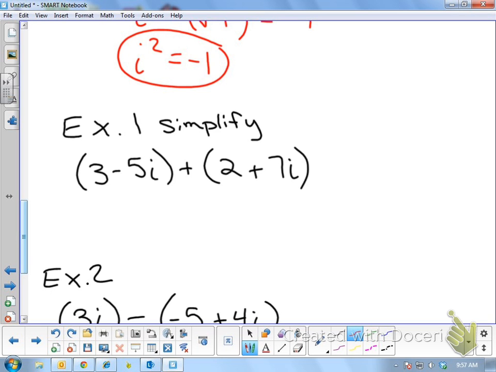And the process is pretty easy. It's a process you've actually used already. If we're adding these together, we are combining like terms. That's a pretty easy process that you've learned in previous years.